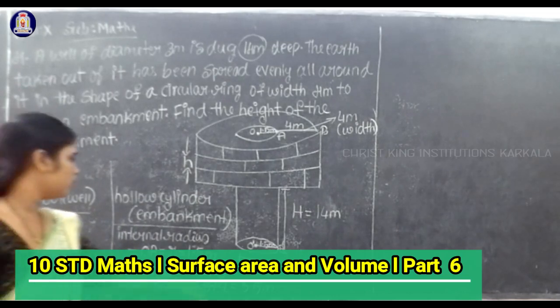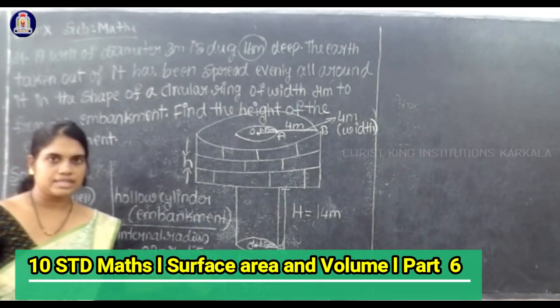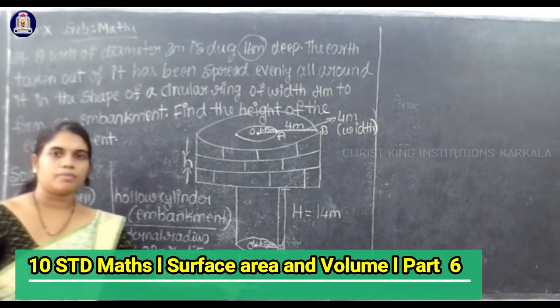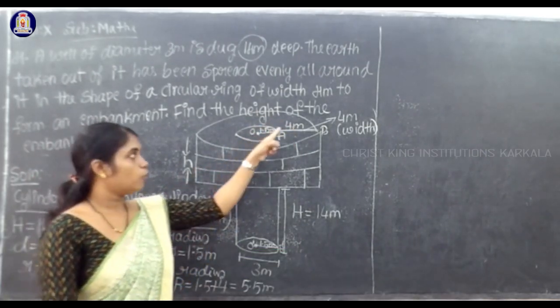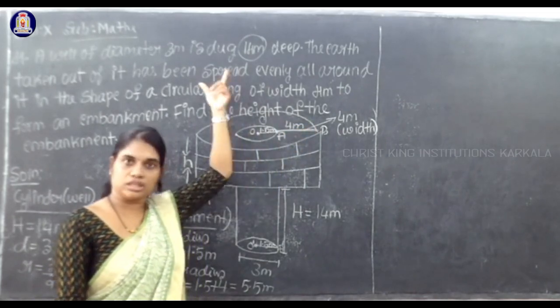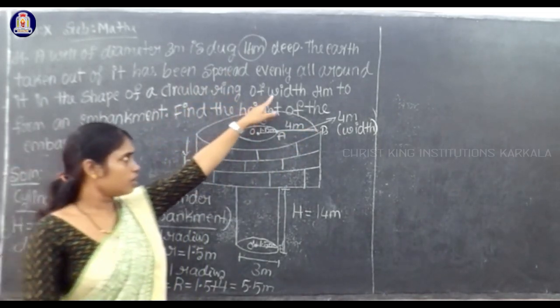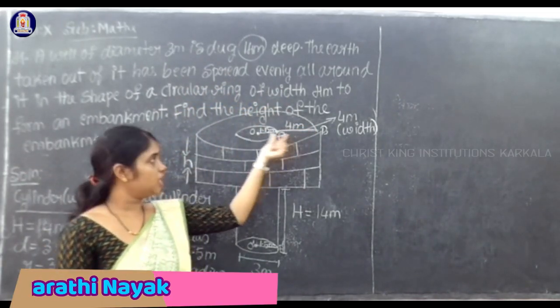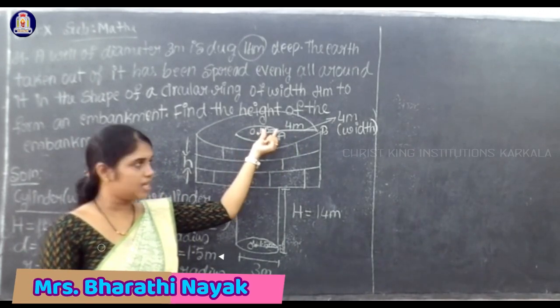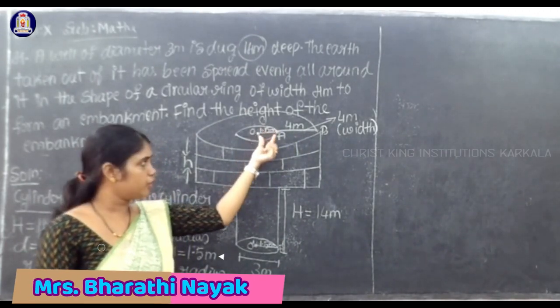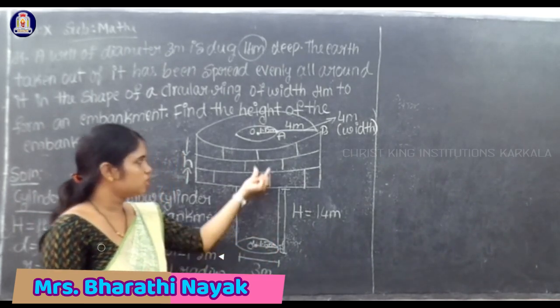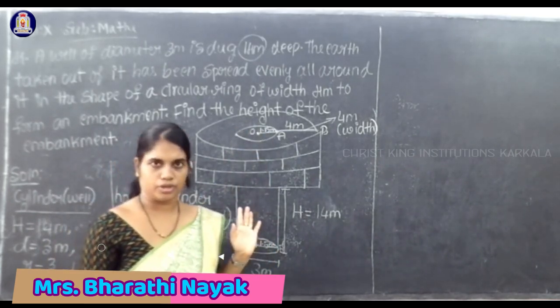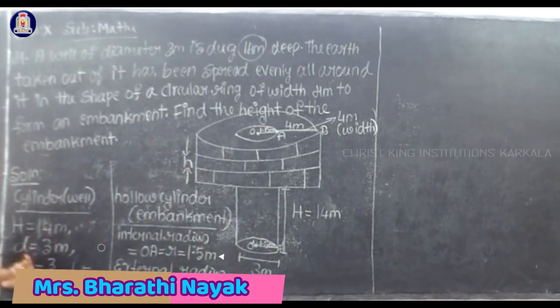So therefore, what is the external radius? External radius is given by 5.5 meter, that is 1.5 plus 4. What is this 4? Width of the ring, already given, that is 4 meter. Next, 1.5 is the internal radius. How to get this 1.5? Because the radius of the cylinder is 1.5, therefore OA is also 1.5. So internal radius and external radius values are found.